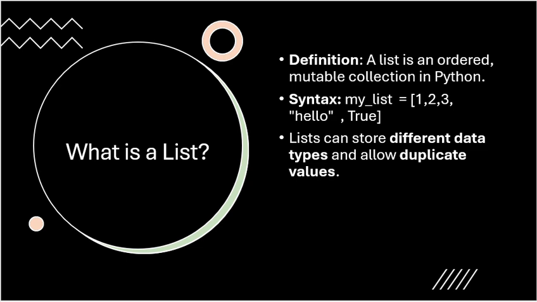A list can also store different data types. For example, in a list it is not necessary that all the elements are of the same data type, like integer. Some can be integers, another can be a string. Also, a list can store duplicate values. For example, the same value can appear more than one time in a list.